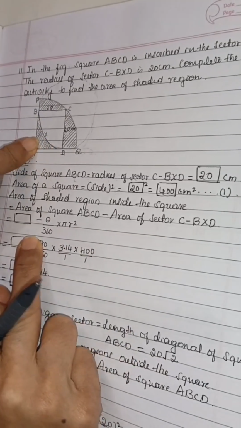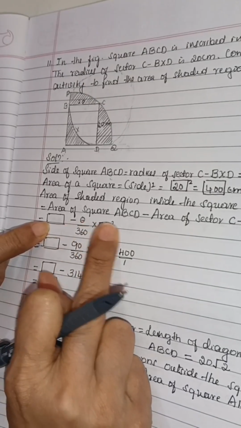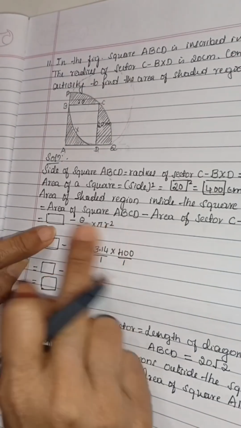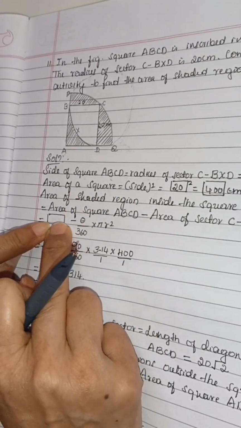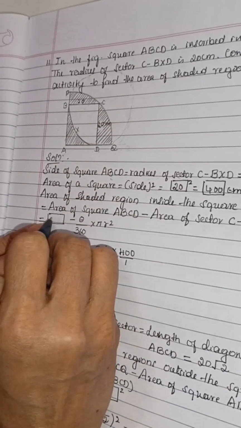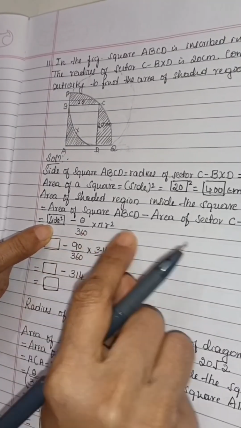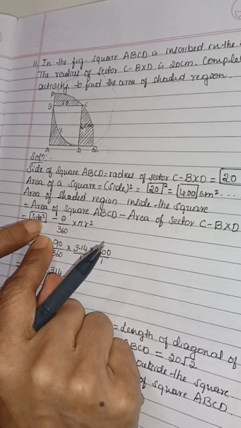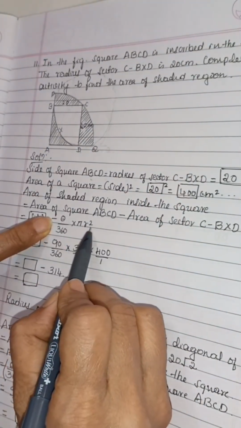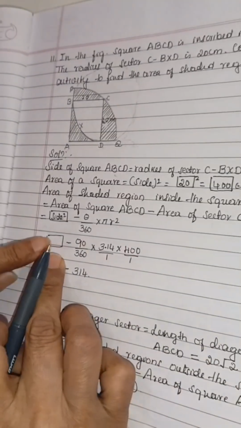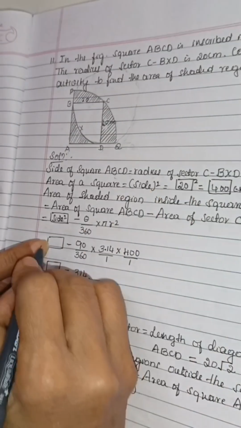First, we have to write the formula. The area of square ABCD is side square. Minus theta by 360, that is the formula for the area of sector CBXD, theta by 360 times pi r square. Now, side square: we write 20 square here.